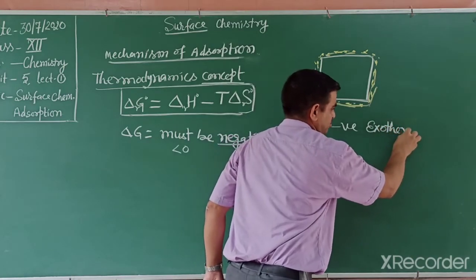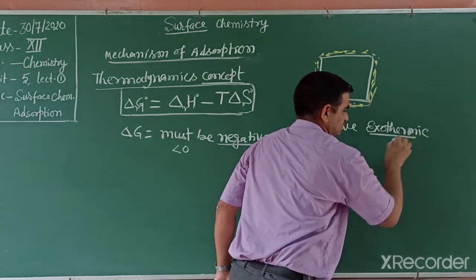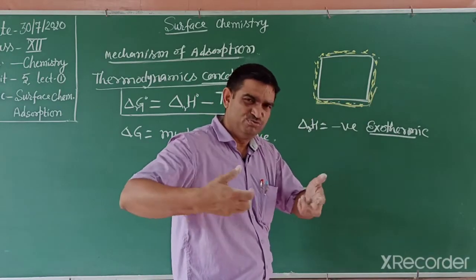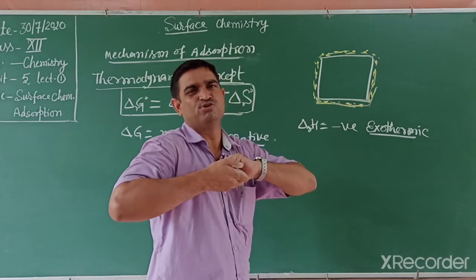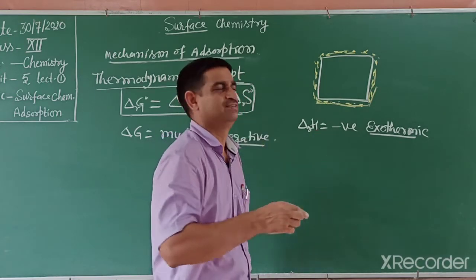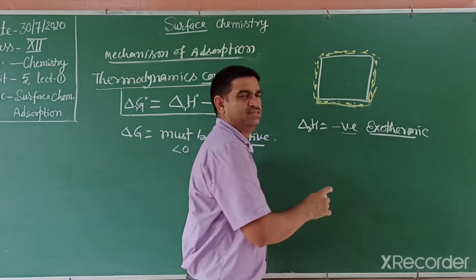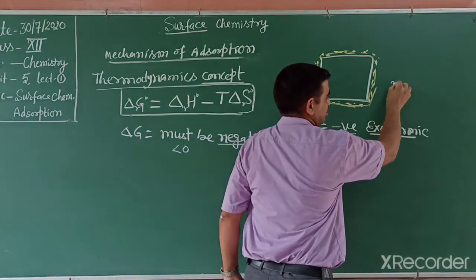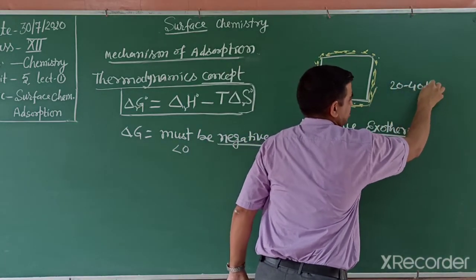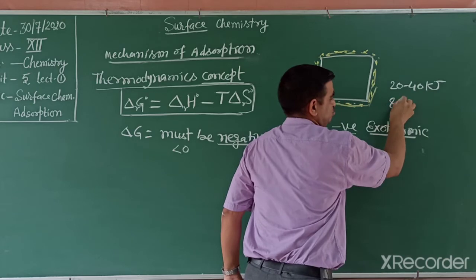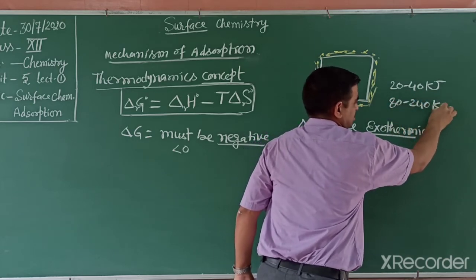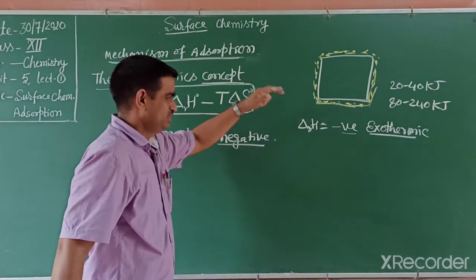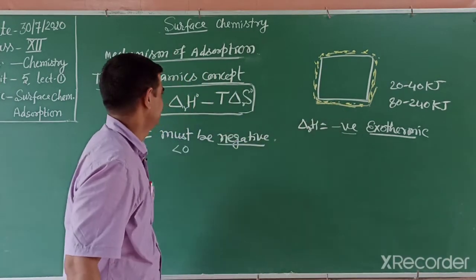This question comes in exams many times: explain why adsorption is an exothermic process. Because there is new bond formation. Students, when new bonds form, energy is released to the surroundings, so it is always negative. Whether the magnitude is lower or higher depends on the type of adsorption: 20 to 40 kilojoule in physisorption and 80 to 240 kilojoule in chemisorption, or chemical adsorption. It depends on the force of attraction. So this is always a negative value, energy release.